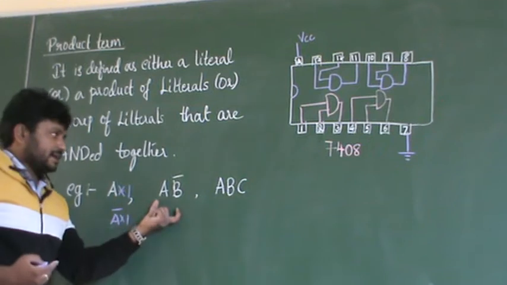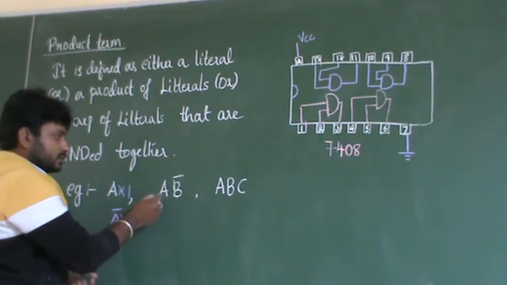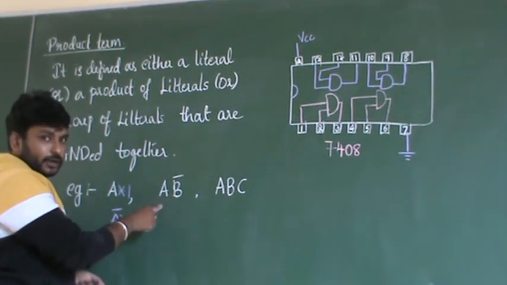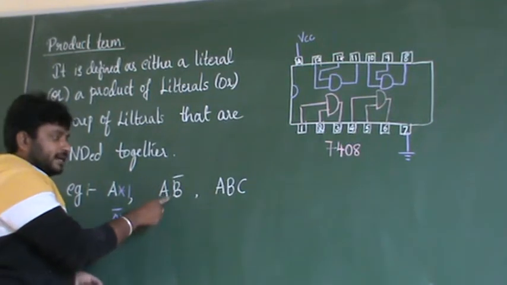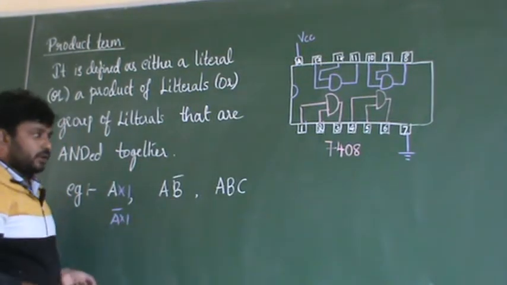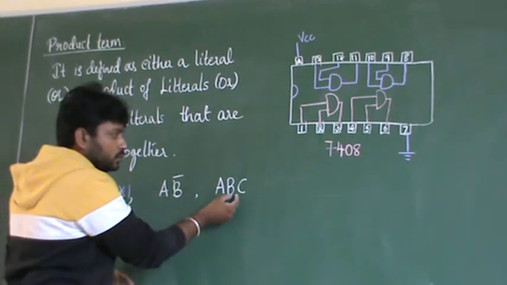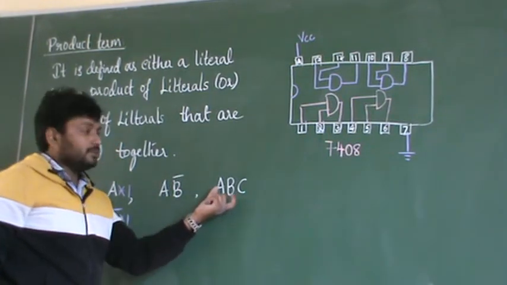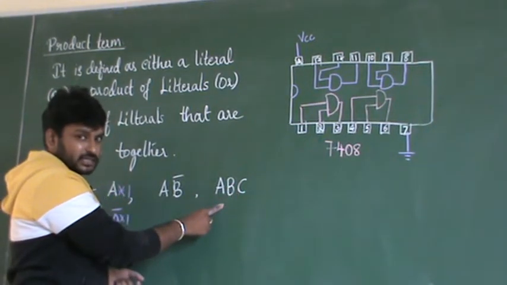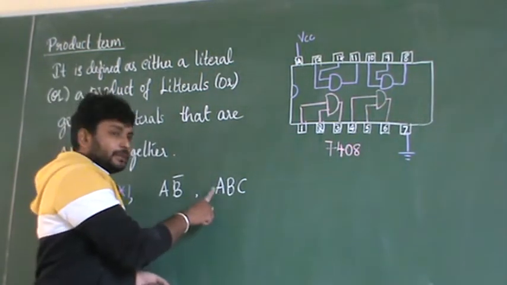Next, coming to this example, it is a product of literals. This is one literal and this is another literal. You are multiplying A as well as D bar. A is one literal and D bar is another literal. Next, a group of literals that are ANDed together. A is one literal, B is another literal, and C is also another literal. Now I am multiplying all these three, that is ANDing them. ANDing is nothing but multiplying.